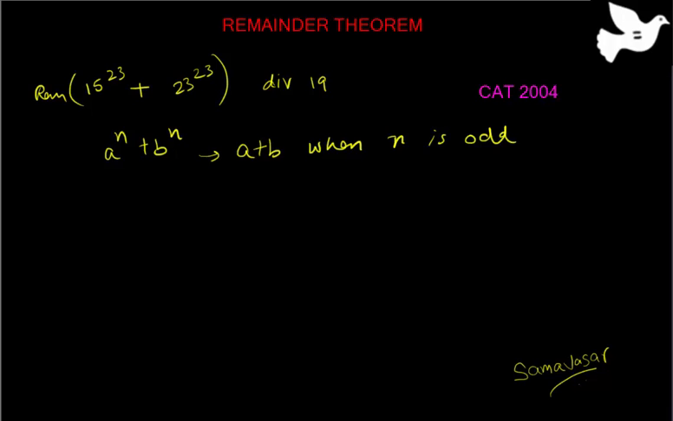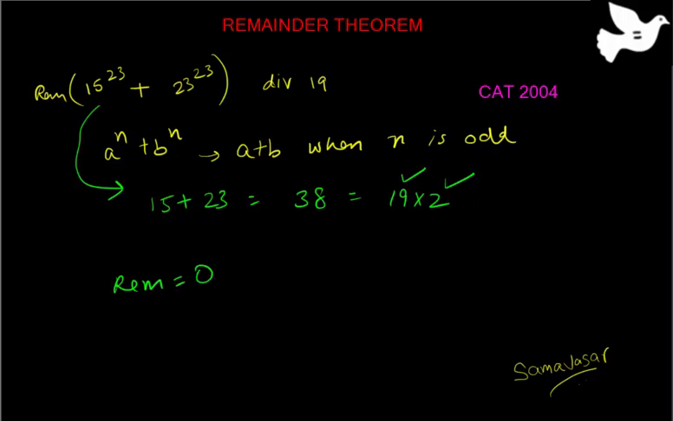So this means that this expression that we have right here is divisible by 15 plus 23, which is equal to 38. So this expression is divisible by 38. Obviously, when it is divisible by 38, it will be divisible by 19 because 38 is equal to 19 into 2. So this whole expression is divisible by 19 as well as by 2. So when I divide this whole thing by 19, my remainder will be equal to 0.